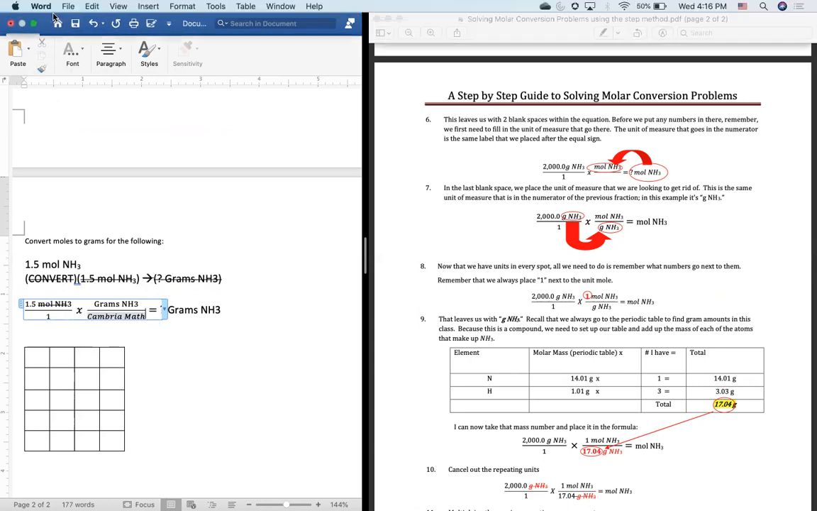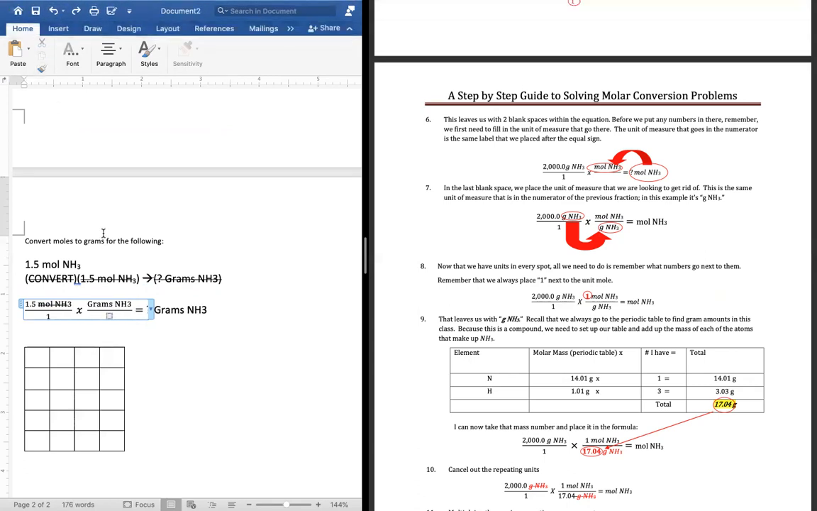And all right, Cambrian math. That's a new one.